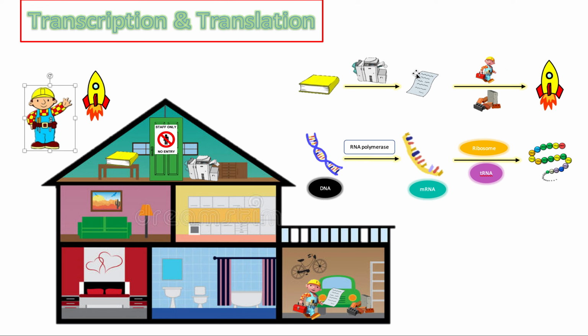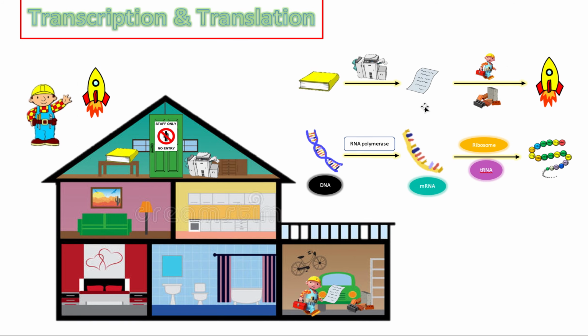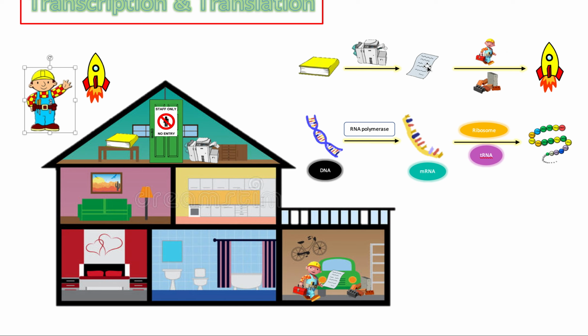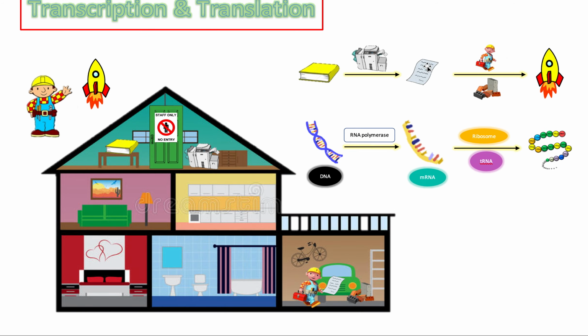So now that we have the instructions, Bob the Builder needs more things. Just leaving the paper on the floor won't build a rocket for him, right? What he needs is materials and his toolkit. He needs two other things. These three things combined, along with his intelligence, will give you this rocket. The same process happens in the real body.